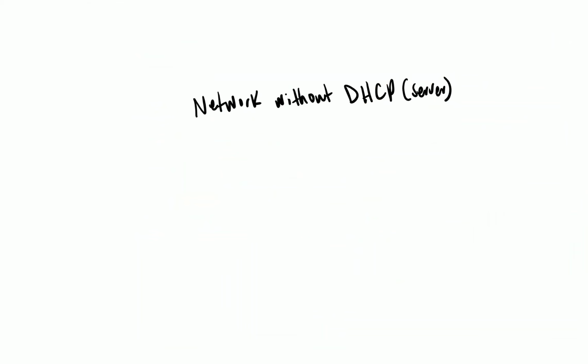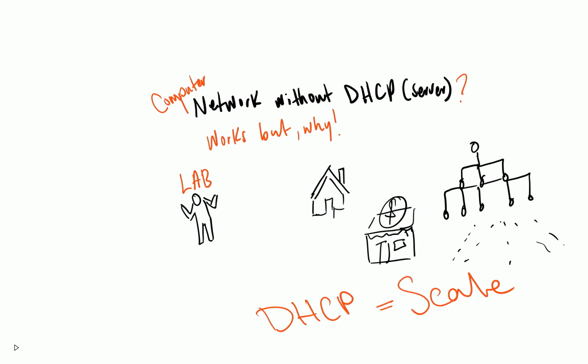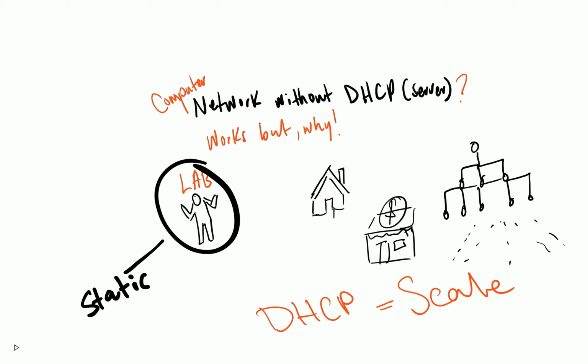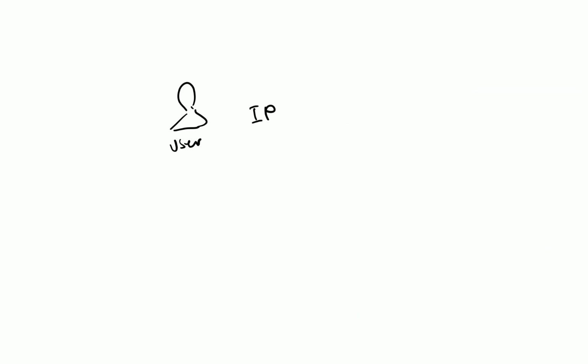Does a network work without a DHCP server? Well, it does actually, but why would you do that? I usually do that in a lab. Other engineers might do that also, but otherwise, in order for your network to scale, DHCP is the answer. Otherwise, it would be a nightmare for your network admin to have control over your IPs. A network without DHCP would have a static configuration instead of dynamic.